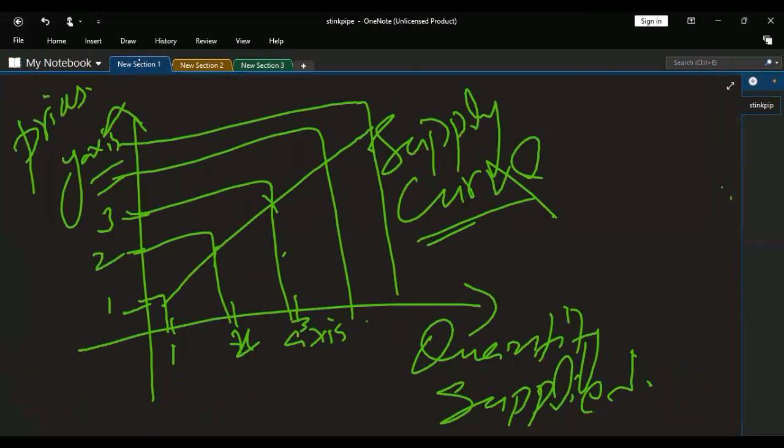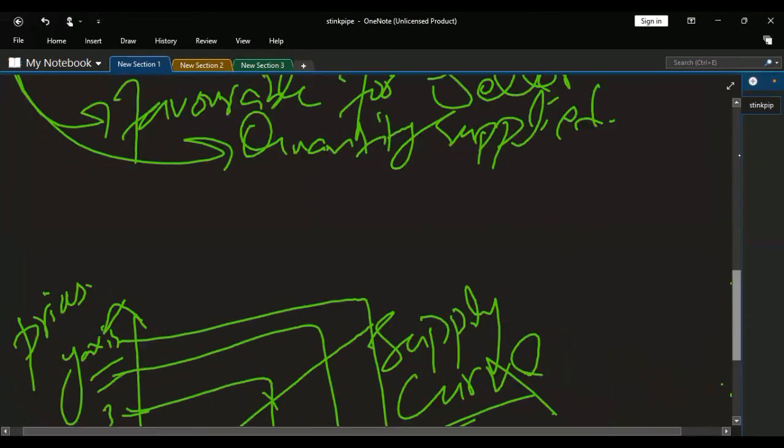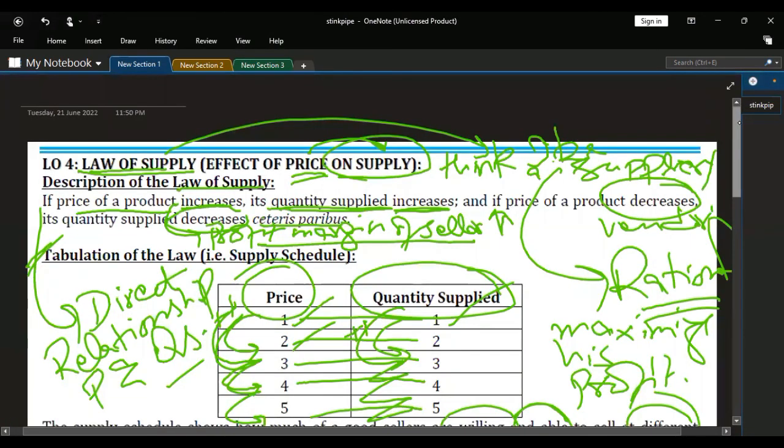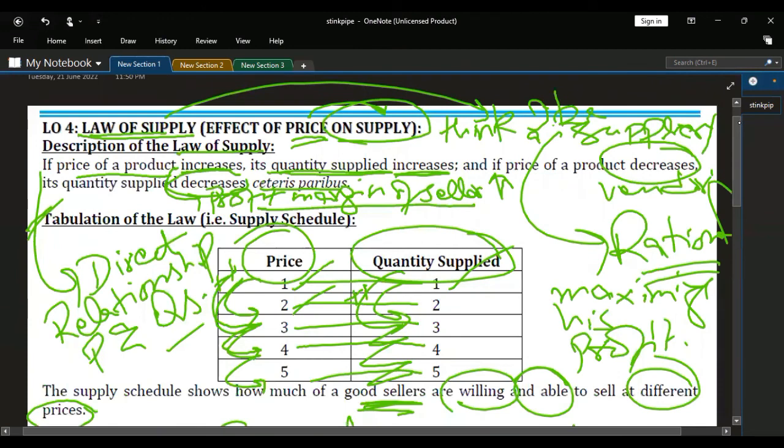So it's a very simple concept which has been explained to you. Hope all the concepts have been well explained.